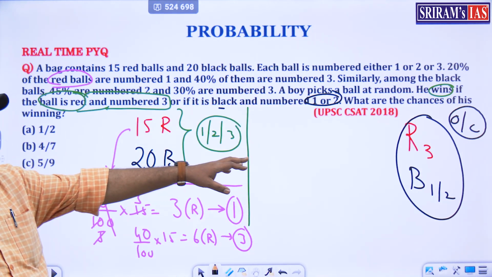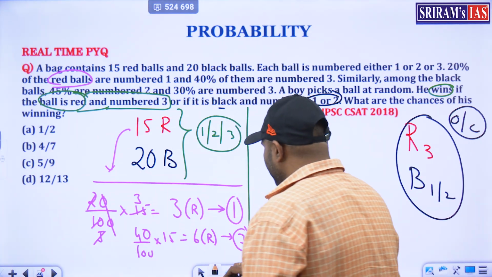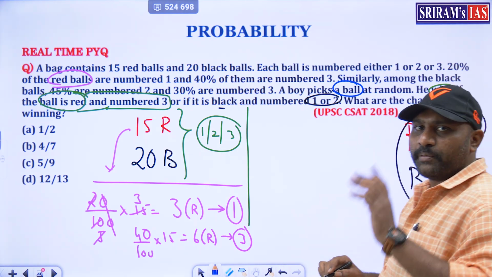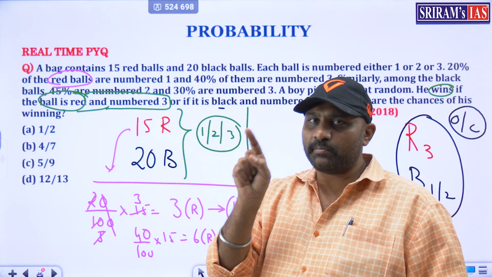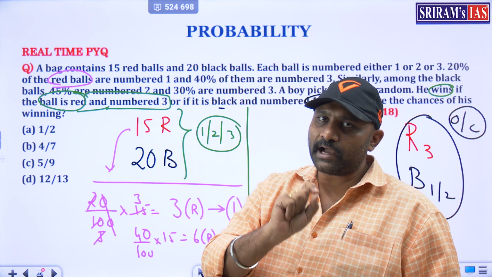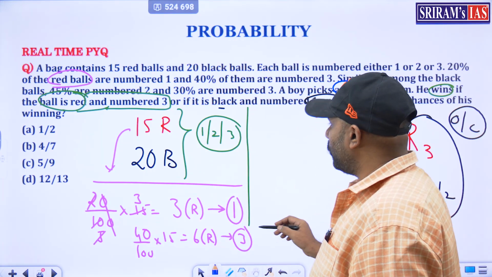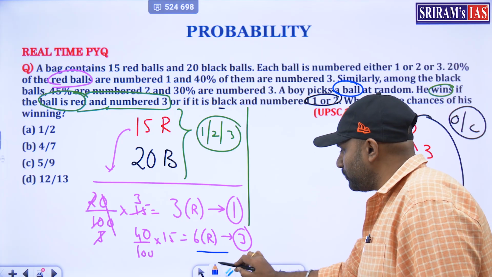So final outcomes must be, finally, any ball picked up. If you observe, he is only picking one ball. So the outcome is either a red ball with number 3, or a black ball which is 1 or 2. That is a basic thing. So in this, we see this is the possibility. This is the information we already have.